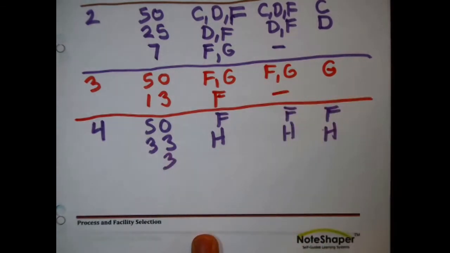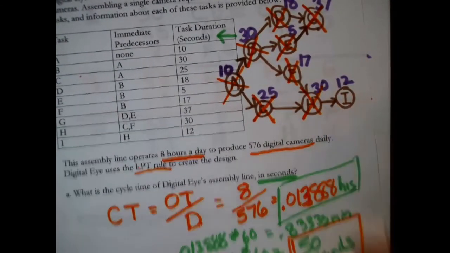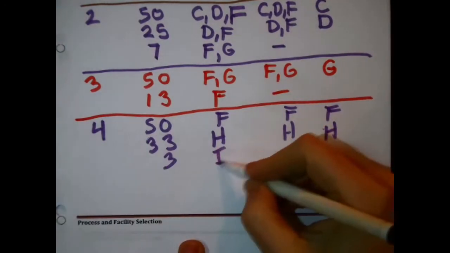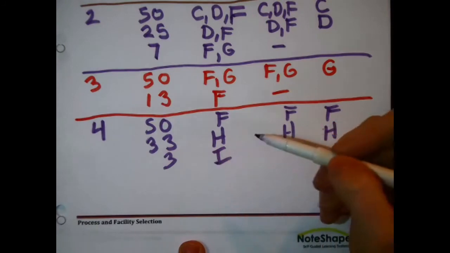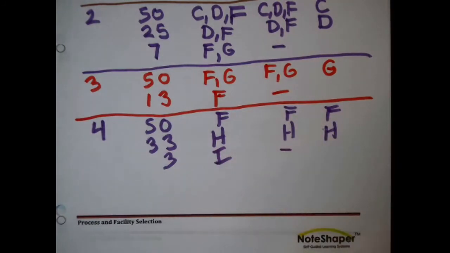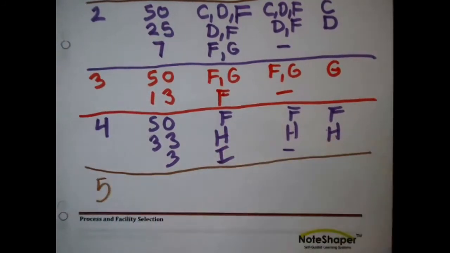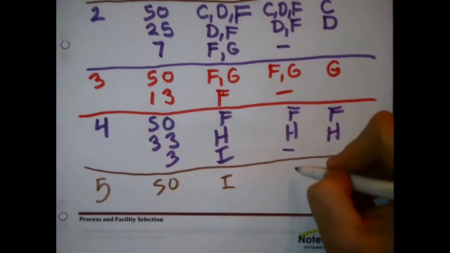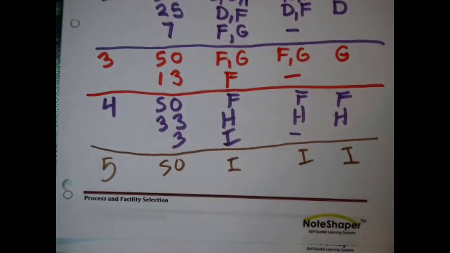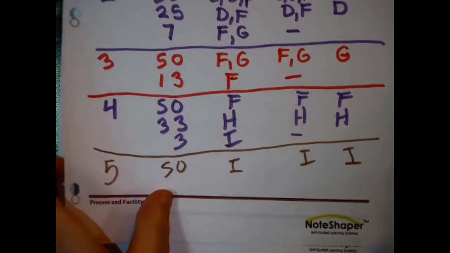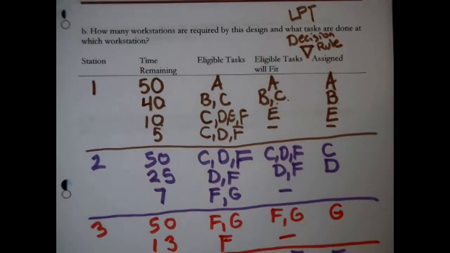At the point that H is done, there's one last one that becomes eligible, and that's I. But there's only 3 seconds left, and I is 12 seconds long, so it's not going to fit. We have to close this workstation and open a fifth one, 50 seconds, just as a home for I. It's only 12 seconds long, yes I know, but we have to because it's got to go somewhere. So this is actually our design, right here. Now what were the questions that were asked? It says, this is the design.